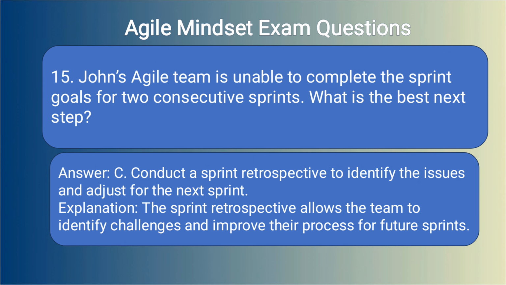Answer: C. Conduct a sprint retrospective to identify the issues and adjust for the next sprint. Explanation: the sprint retrospective allows the team to identify challenges and improve their process for future sprints.